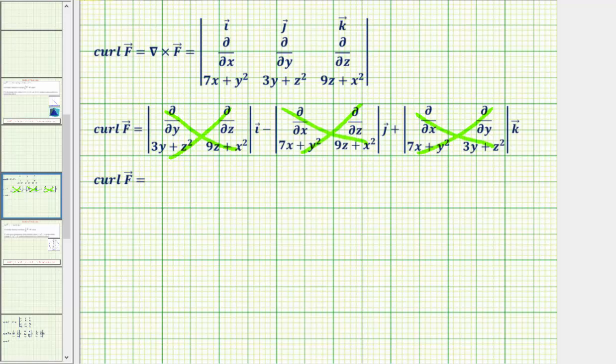Let's go ahead and write the curl of vector field f in component form, where the x component is the partial derivative of 9z plus x squared with respect to y, which would be 0, minus the partial derivative of 3y plus z squared with respect to z, that'd be 2z. Then we have minus the partial derivative of 9z plus x squared with respect to x, that's 2x, minus the partial derivative of 7x plus y squared with respect to z, that's 0. And then for the z component, we have the partial derivative of 3y plus z squared with respect to x, that would be 0, minus the partial derivative of 7x plus y squared with respect to y, that would be 2y.